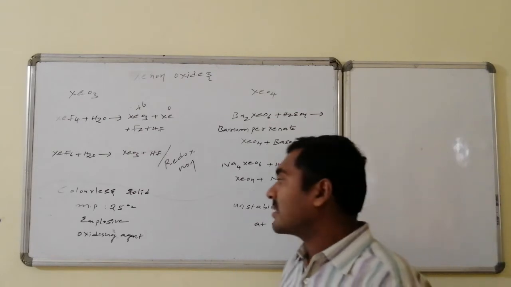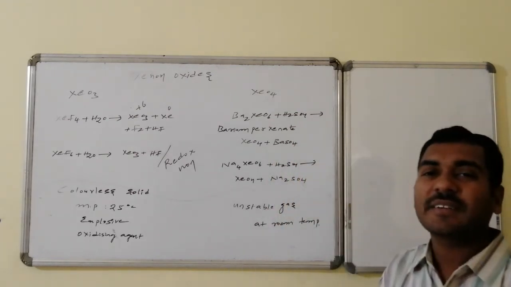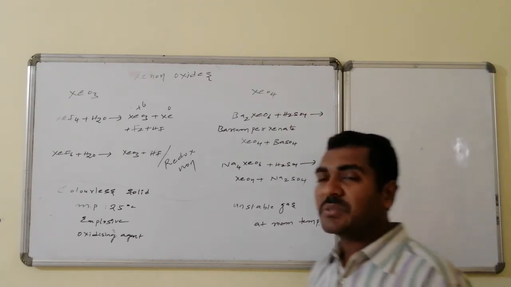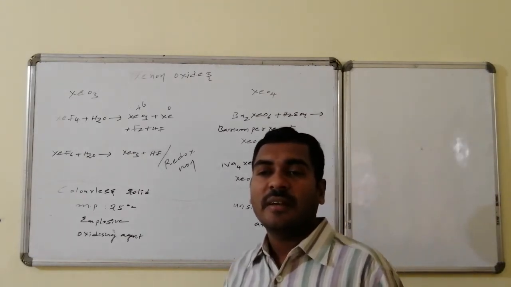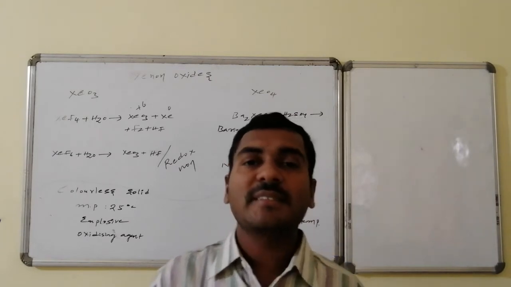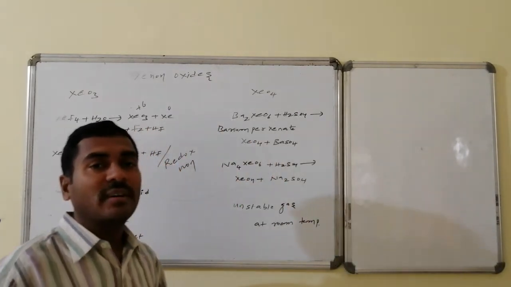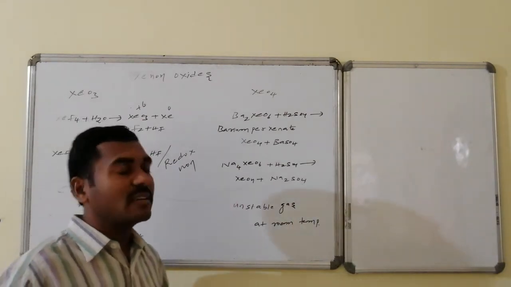It is a colorless solid having a melting point of 25 degrees centigrade. Above 25 degrees centigrade it explodes, and it acts as a good oxidizing agent and a source of oxygen, hence it is a good oxidizing agent. Let us go to another important oxide of xenon, that is xenon tetroxide.